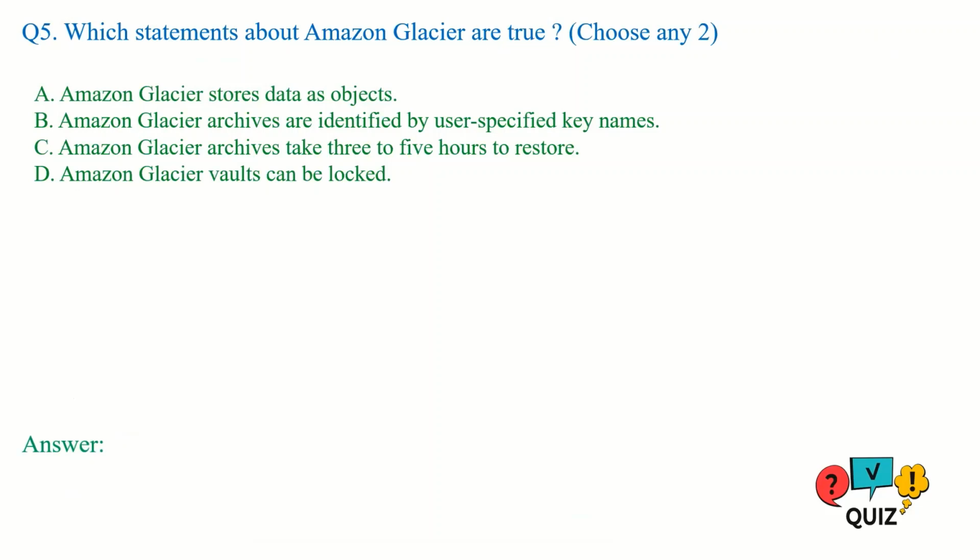Which statements about Amazon Glacier are true? You need to choose any two here. There are 2 correct answers. A: Amazon Glacier stores data as objects. B: Amazon Glacier archives are identified by user-specified key names. C: Amazon Glacier archives take 3 to 5 hours to restore the data. And the last one, D: Amazon Glacier vaults can be locked.